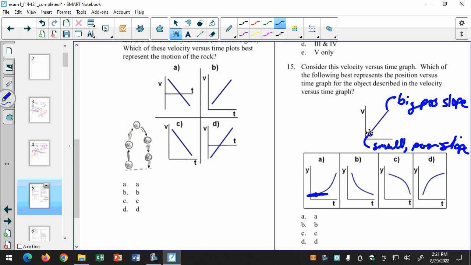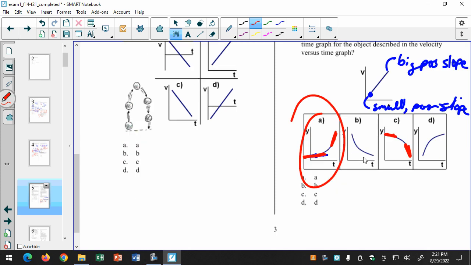Don't tell me the answer. But let's look at C. C starts out with a small slope, but it's what? Positive or negative? It has a negative slope. It has a small slope, but it's negative. And then it gets bigger, but it's still negative. What is the answer? Which starts out with a small positive slope and then gets to a big positive slope? A is right. See, it has a small positive slope, big positive slope.